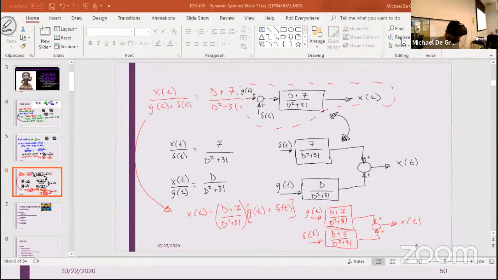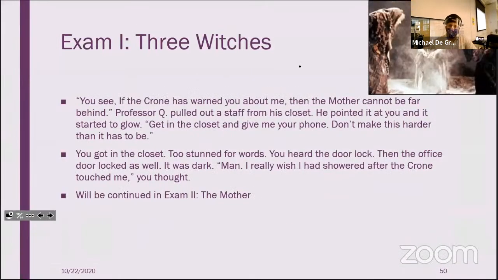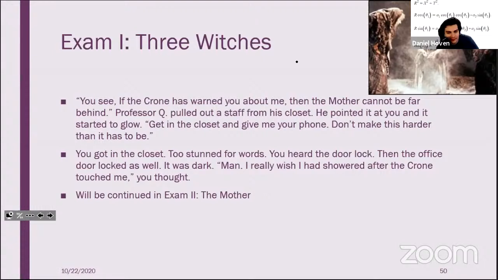Oh, that's not correct. Go back to the story, man. "You see, if the crone has warned you about me, then the mother cannot be far behind." Professor Q pulled out a staff from his closet. He pointed it at you, and it started to glow. "Get in the closet and give me your phone. Don't make this harder than it has to be." You got in the closet, too stunned for words. You heard the door lock, then the office door locked as well. It was dark. "Man, I really wish I had showered after the crone touched me," he thought. To be continued in exam 2: The Mother. It sounded really wrong. Oh, no. You got locked in the closet.